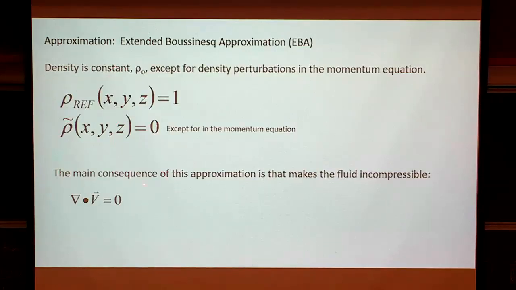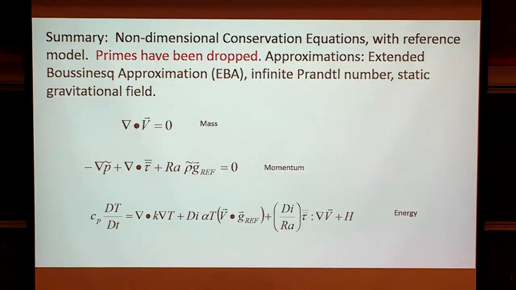You do that, and the main consequence is that it makes the material incompressible. So the continuity equation, or the conservation of mass, is greatly simplified, and you start simplifying a lot of the other terms that we had. So now, with the extended Boussinesq approximation, the equations look like this. I took all of those density terms out, except for this density perturbation that needs to go right here. There were densities in here, and I took them all out. I said they equal 1.